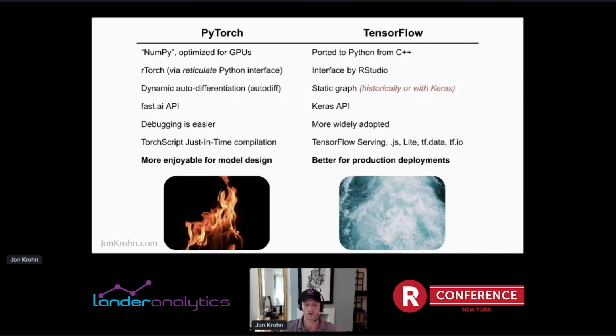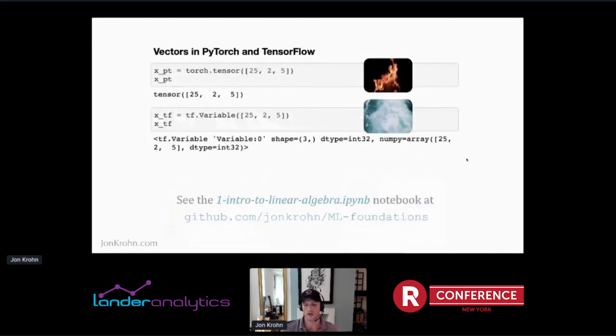So overall, PyTorch is more enjoyable for model design. TensorFlow is better for production deployments. I'm going to have to skim over these slides, but I just wanted to give you a sense of what it's like doing various operations in PyTorch versus TensorFlow.